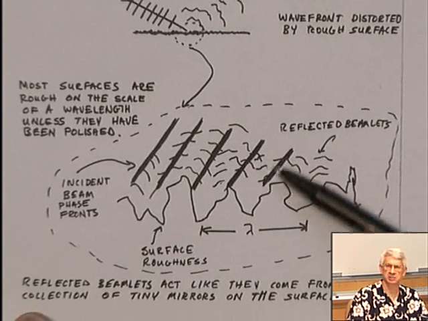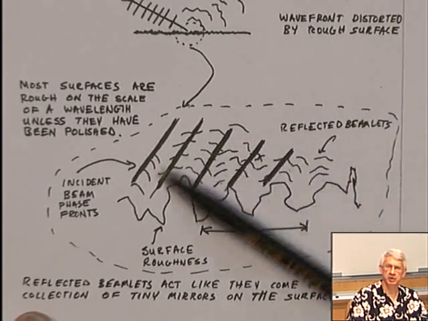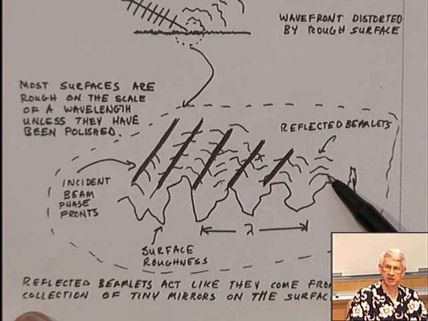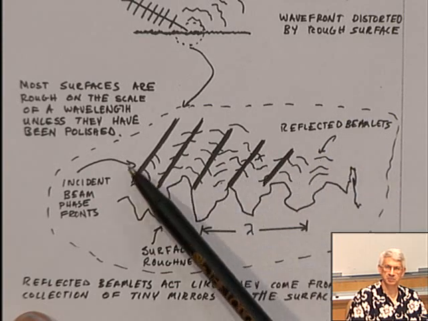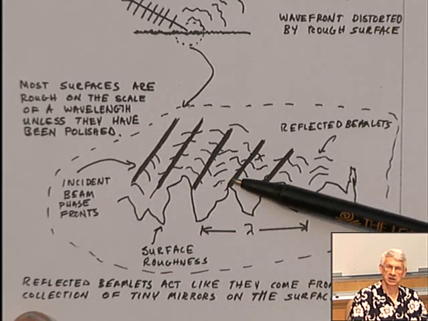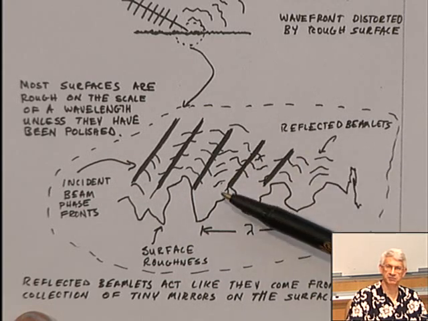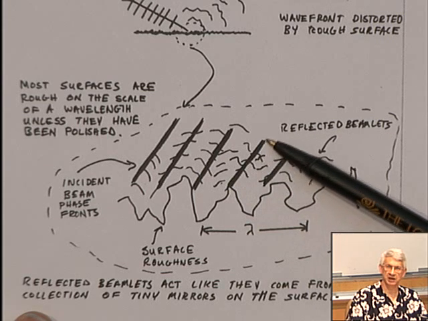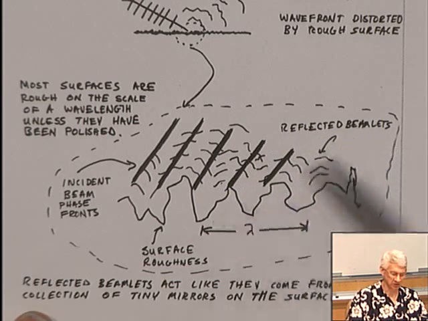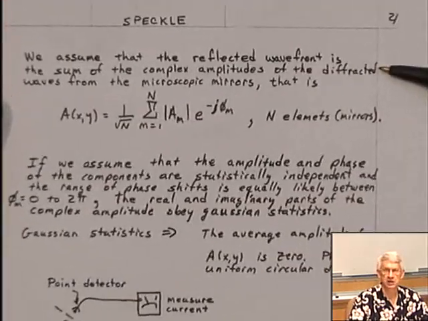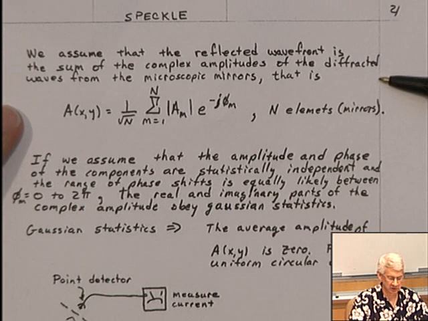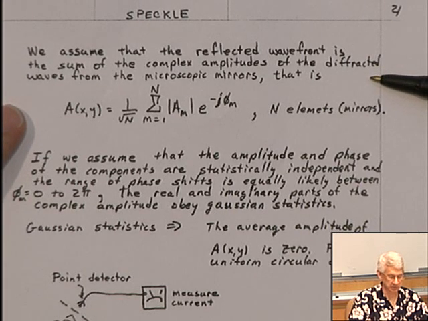But basically what we're talking about is the far field diffraction from a bunch of random wavelets here with random phase. Basically we're taking a plane wavefront and making the reflected wavefront a combination of randomly phased wavelets from the surface. So we're going to assume that that reflected wavefront is the sum of the complex amplitudes of the diffracted waves from the little microscopic mirrors.